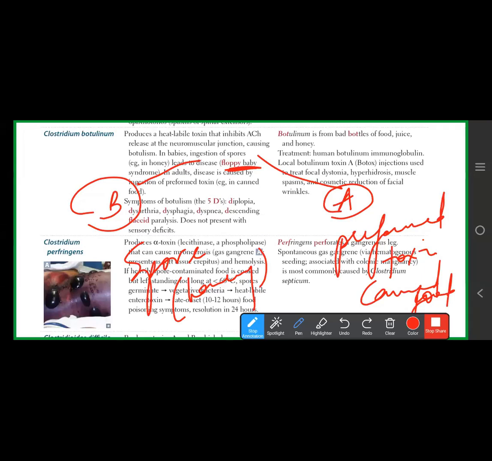Now, how do we go ahead with this whole presentation of botulinum? You have to treat it with the antitoxin, or generally with immunoglobulins.